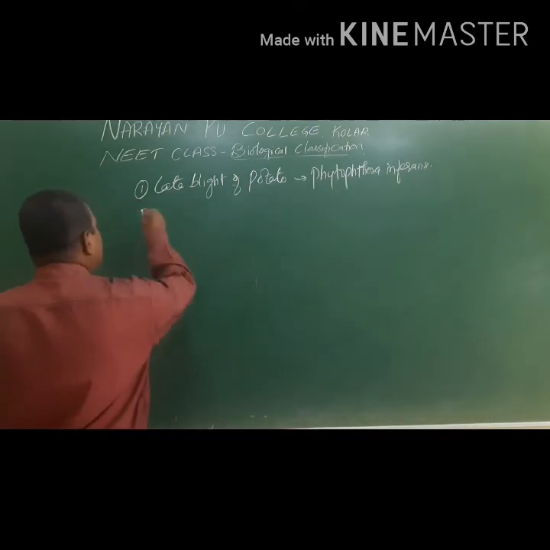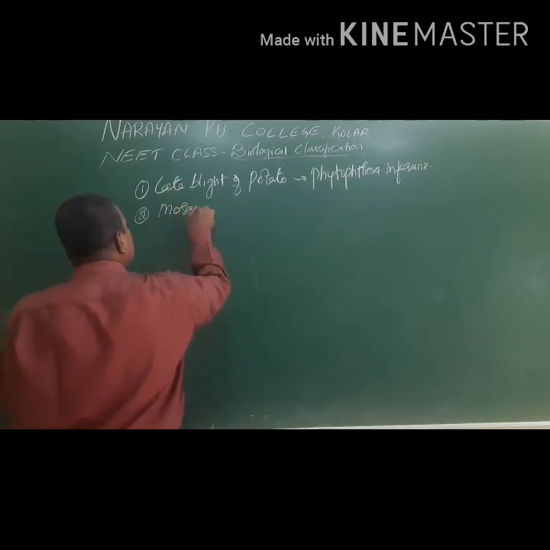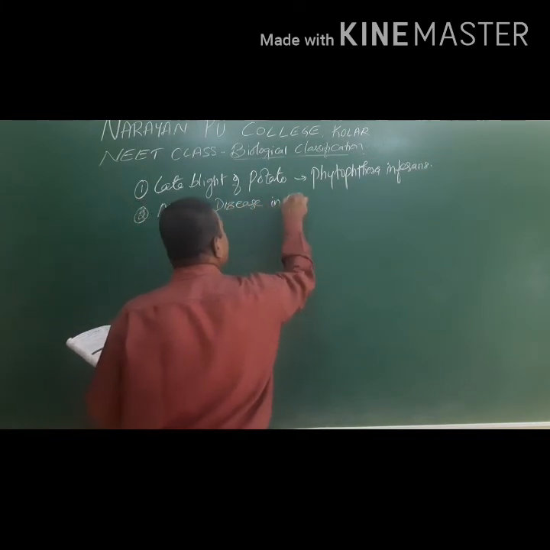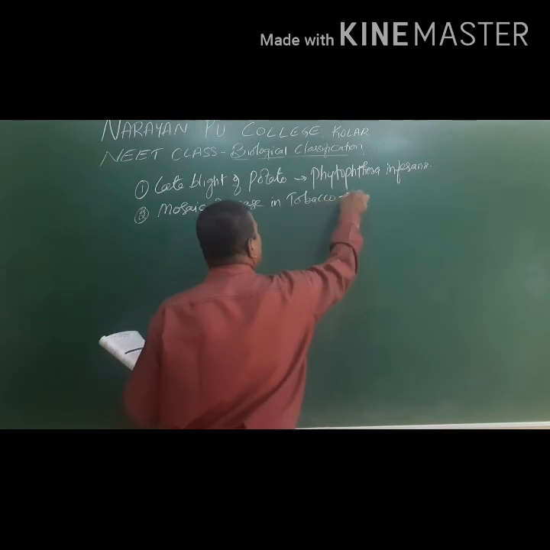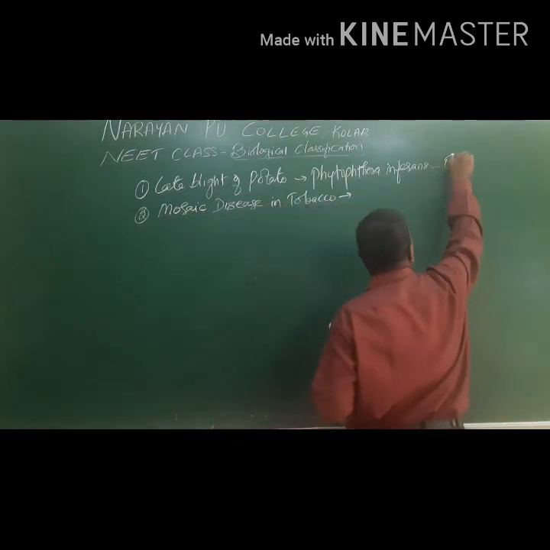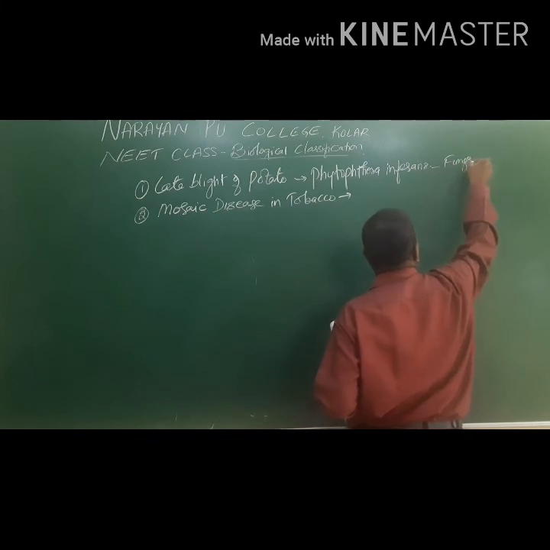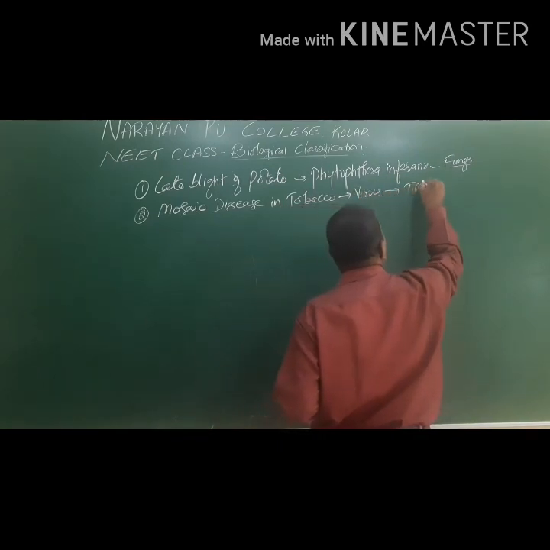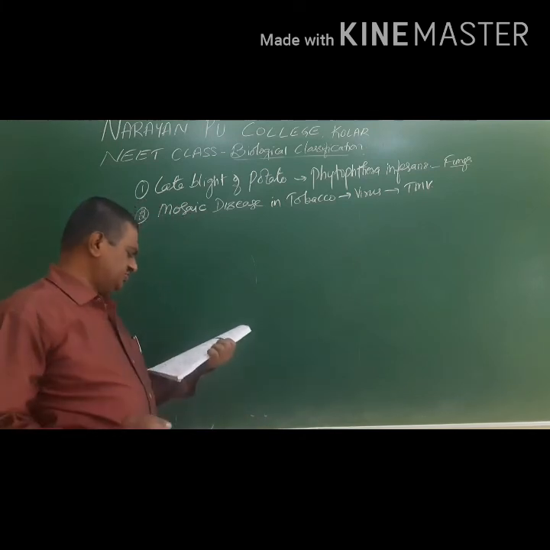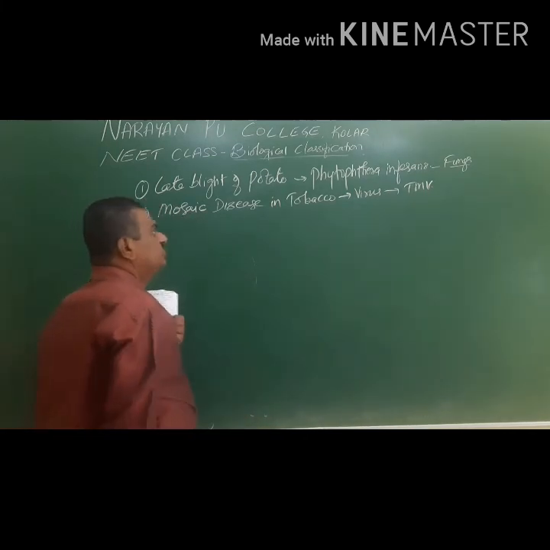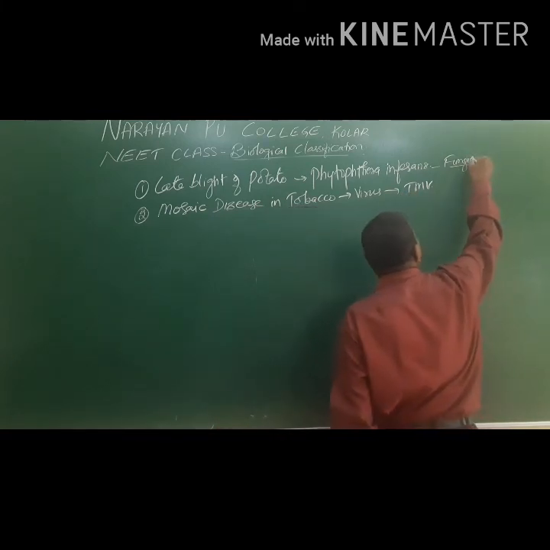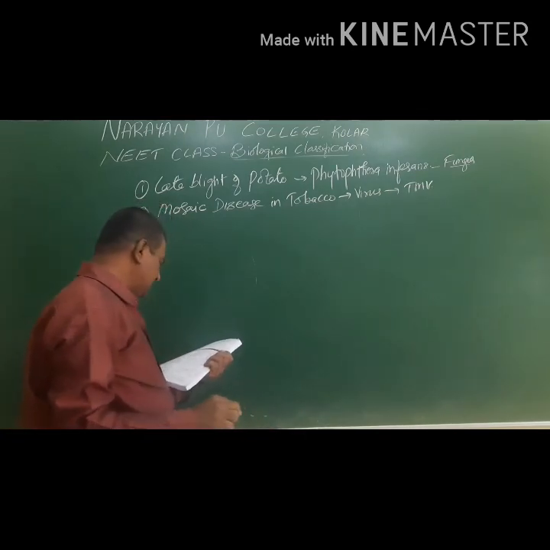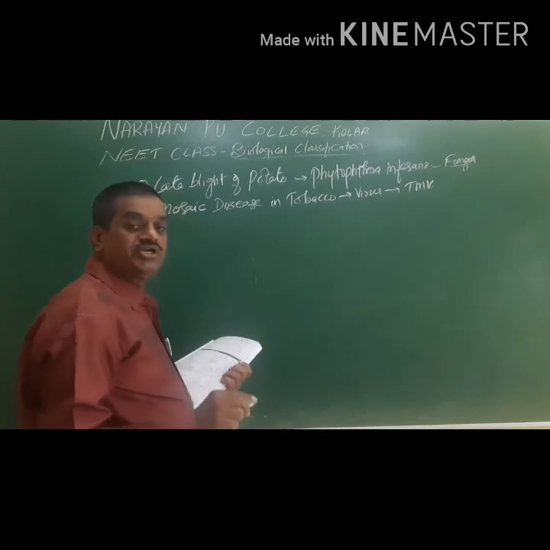The second one is mosaic disease in tobacco. Again, this is a viral disease, not a fungus. This is a virus called TMV, tobacco mosaic virus. So tobacco mosaic disease is a viral disease which causes mosaic disease in the tobacco leaves. Tobacco is called Nicotiana tabacum.